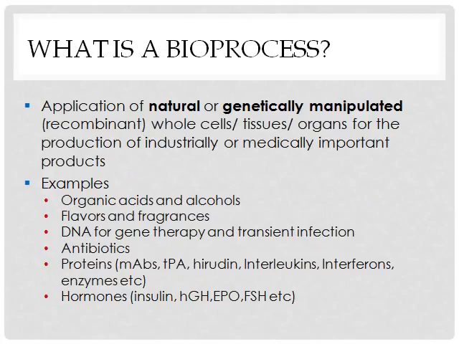What is a bioprocess? This is the application of natural or genetically manipulated whole cells, tissues, organs for the production of an industrial or medically significant product. Some examples of products of a bioprocess are organic acids or alcohols, flavors and fragrances, DNA for gene therapy, antibiotics, proteins such as monoclonal antibodies, interleukins, interferons, various enzymes, hormones such as insulin or human growth factor.